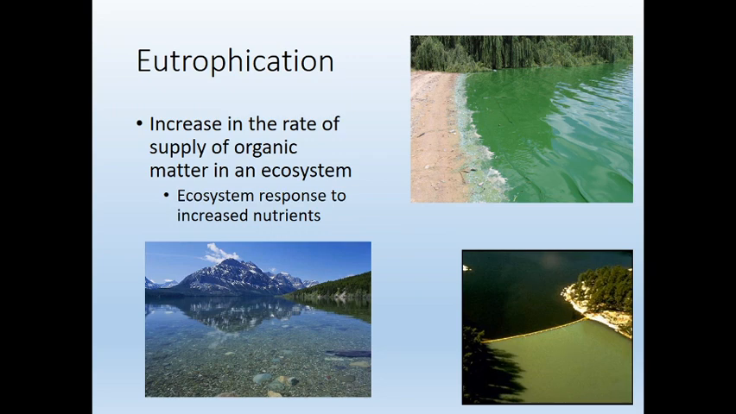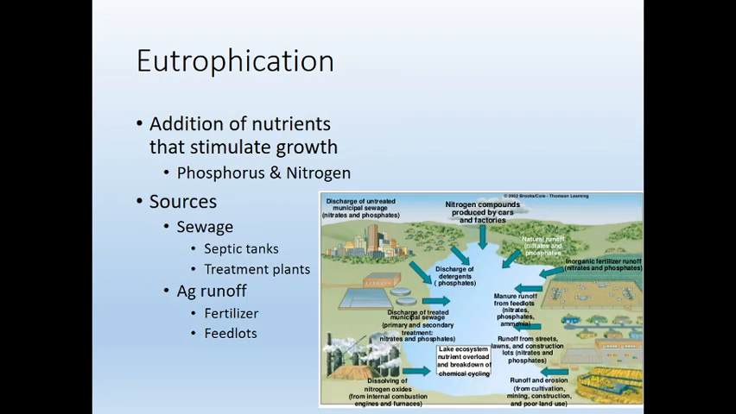So one thing I want to talk about is this idea of eutrophication. Eutrophication is what happens when a lake gets really green and yucky. What's happening is you're increasing the rate of supply of organic matter in the system. Basically, what this means is you put a bunch of fertilizer, a bunch of nutrients, into the water. The ecosystem responds by having a ton of algae growth. Generally, this is phosphorus, but nitrogen can do it a little bit.